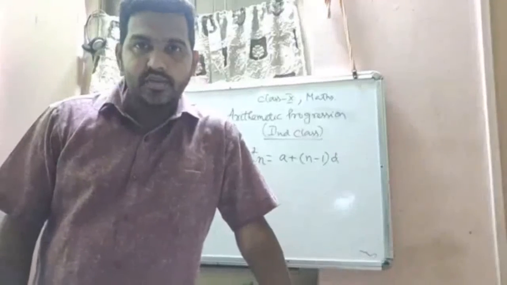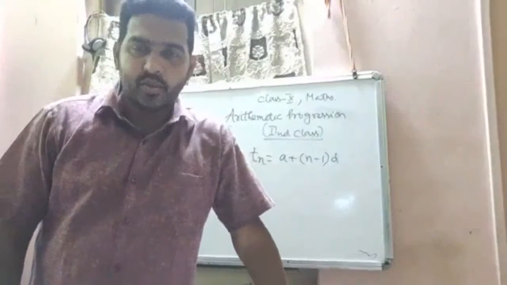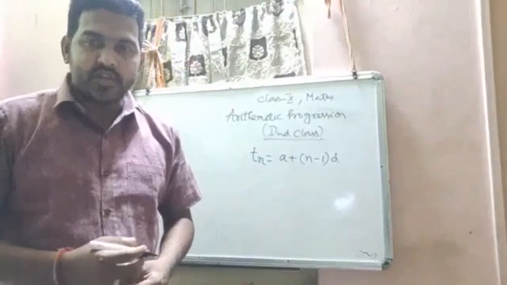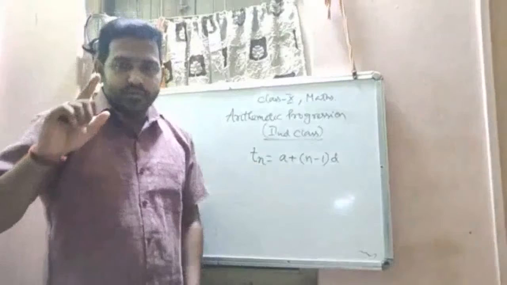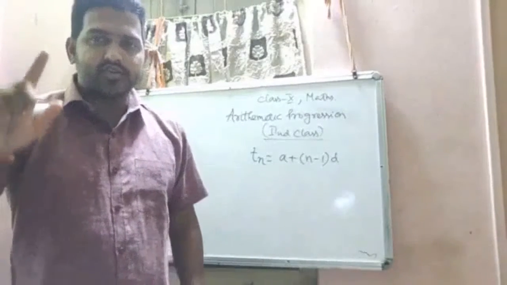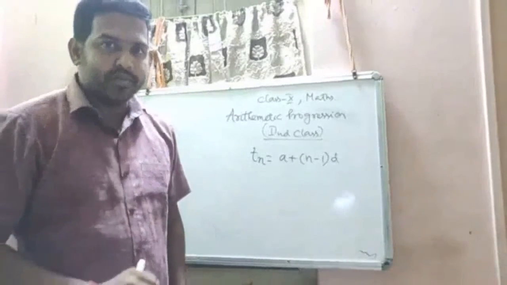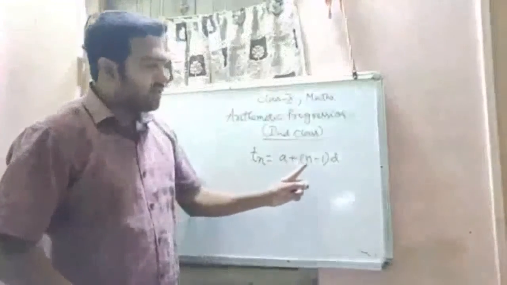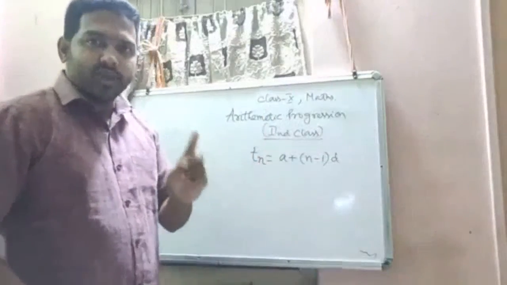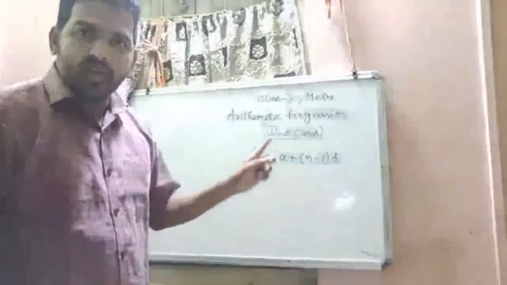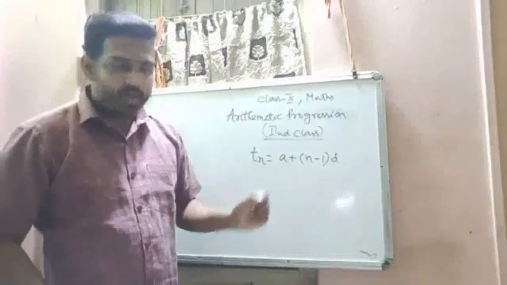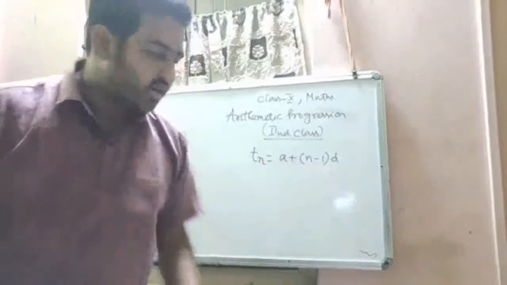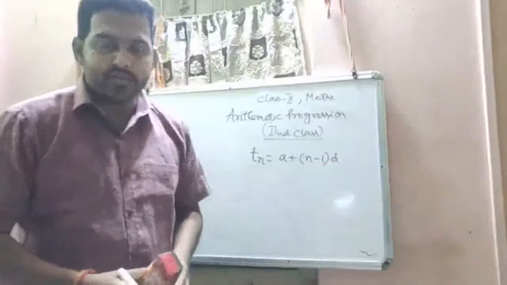My dear students, the second class of Arithmetic Progression. It's an important chapter of mathematics for the students studying in class 10. From the first class we have learned to find the nth term of an AP. So what is the nth term? Tn is equal to a plus n minus 1 into d. What does a mean? A is the first term of an AP. D is the common difference.